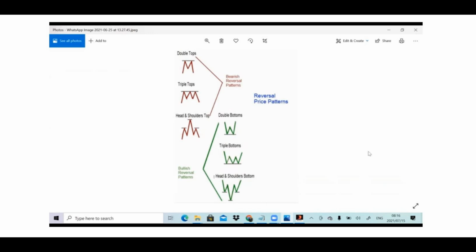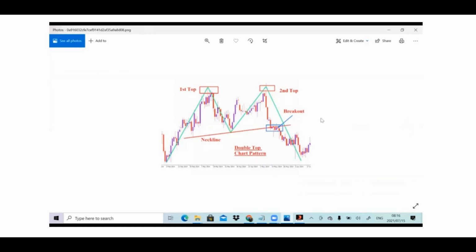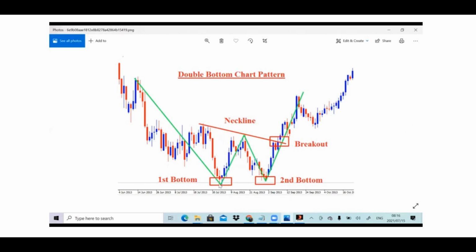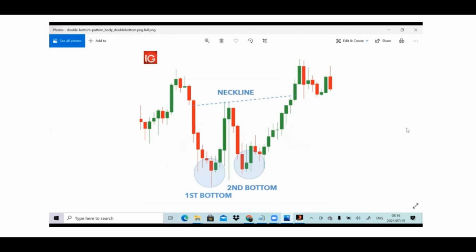Now, the other thing, as you can see also, this one is symmetrical, it's a textbook one. The double top, and also this one, textbook one. Here's another one there. It's not symmetrical. The double bottom.